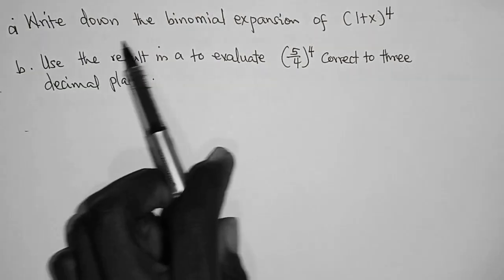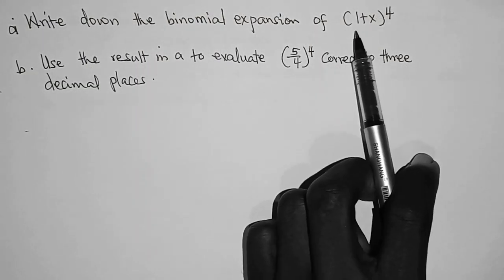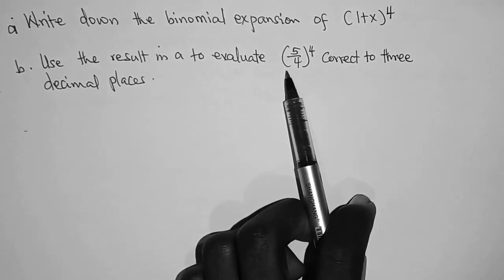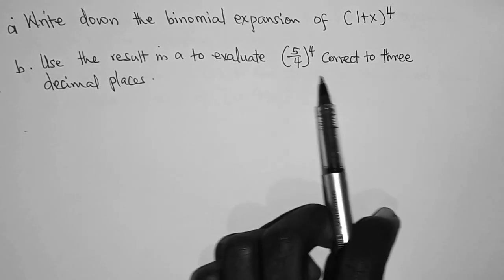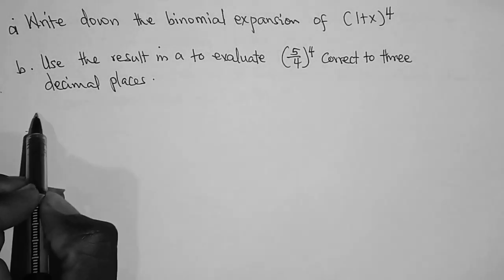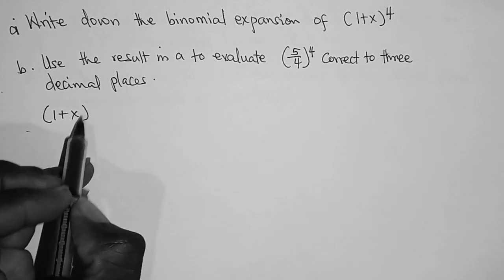1.1262. Write down the binomial expansion of (1 + x)^4. And then B, use the result in A to evaluate (5/4)^4 correct to 3 decimal places. So the expression is (1 + x)^4.